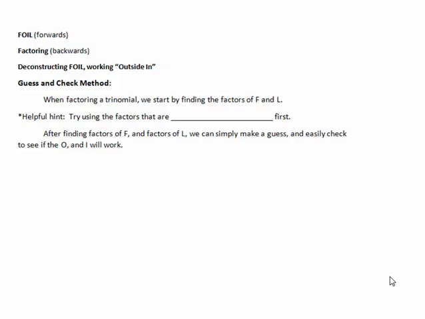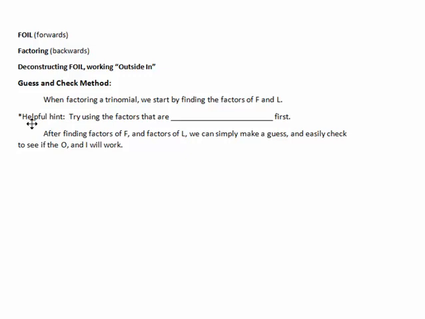The way I think about factoring these trinomials is the deconstruction of FOIL, and we're going to work that outside in, kind of like you peel an onion. So starting with F and L, we're going to find the factors of F and L, and then go towards the O and I. The method that I use is called guess and check. Simply put, we're going to start by finding the factors of F and the factors of L first, and then we're going to deconstruct the O and I.